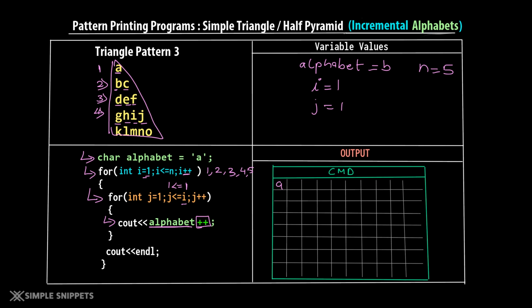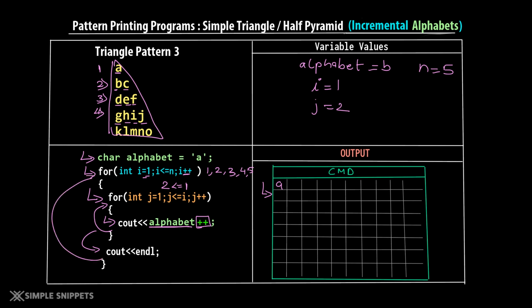Alright. After this, you'll again come at the start of the for loop. You'll say j plus plus, j will become 2. When j becomes 2, the condition becomes false because 2 is not less than or equal to 1, because i is still 1. So you'll come outside the for loop. You'll say cout endl and go to the new line in the command prompt. Alright, so this is the last statement.